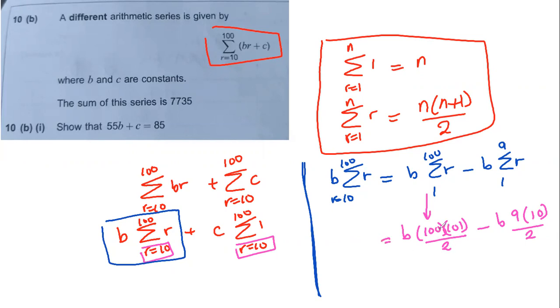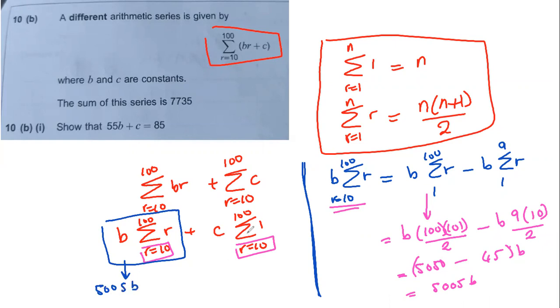So 100 over 2 is simply 50. So 50 times 101 is simply 5,050. So 5,050 minus, now 9 times 10 over 2: 10 over 2 is 5, and 9 times 5 is 45. And of course, both of them times b. If we do the maths correctly, you should get 5,005b, which is the summation for that expression here. So I'm going to write this in blue here.